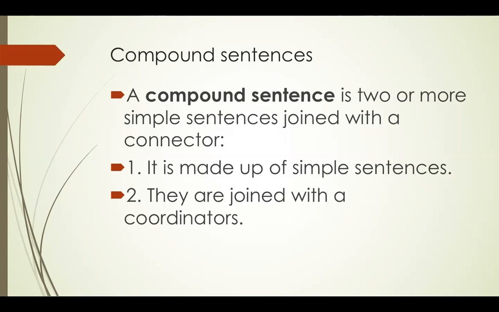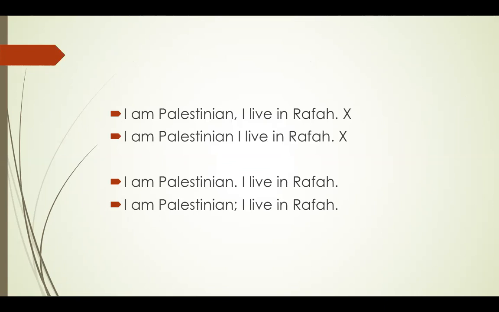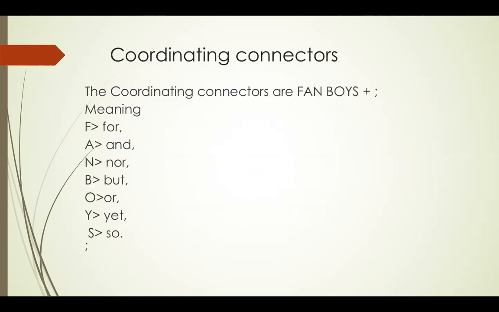And the connectors that make compound sentences are actually not that many. They're called coordinators. Coordinators coordinate because they connect two equally important, two equally independent clauses. The coordinators are usually summarized in the word FANBOYS plus the semicolon. Look at the semicolon, it's significant.